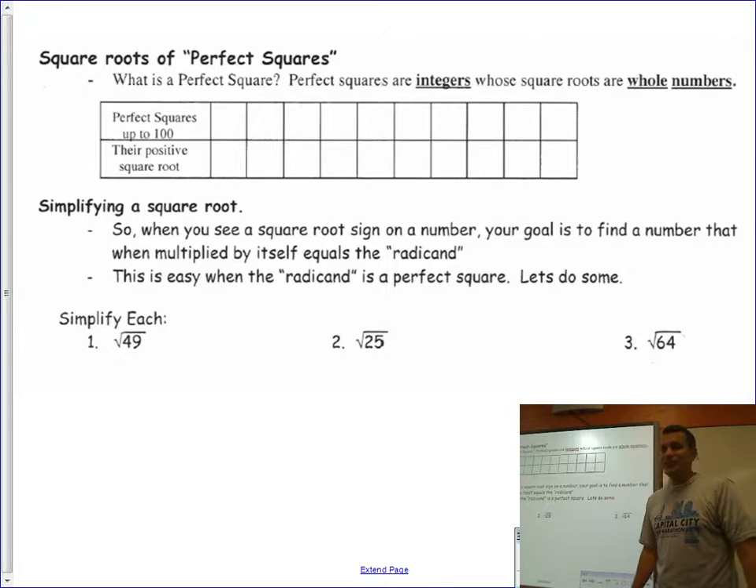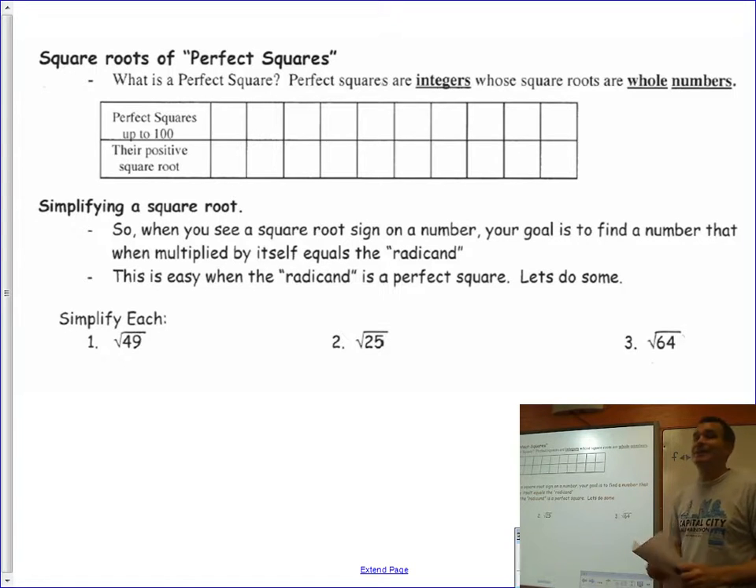All right, we filled out this chart once already. Remember, this is a little bit of a challenge. How quickly can you name perfect squares up to 100? How well do you know your perfect squares? I'm going to put them in.